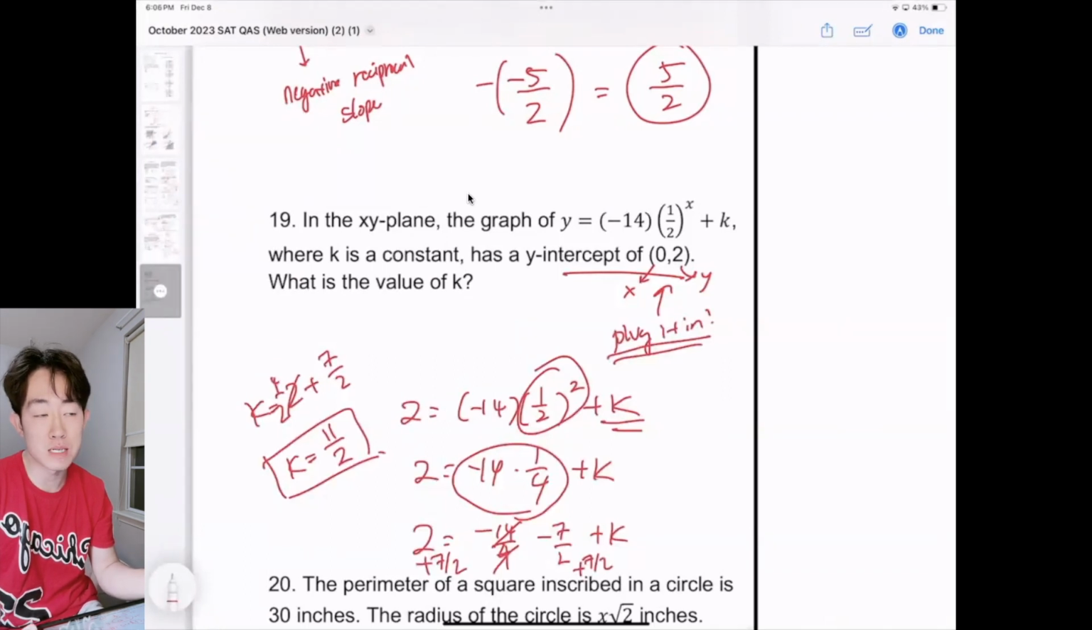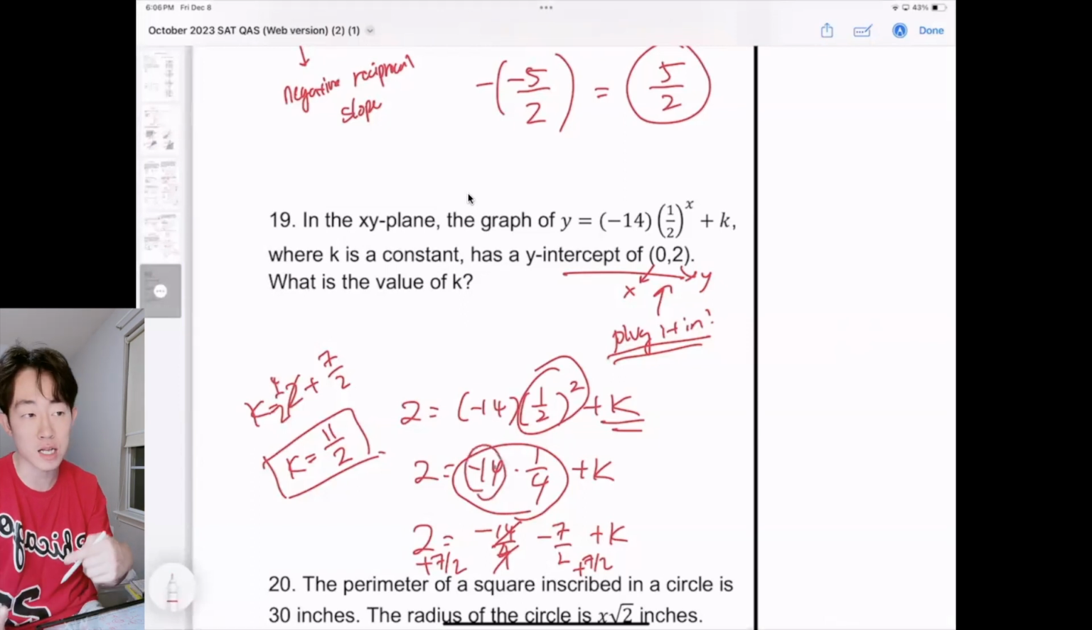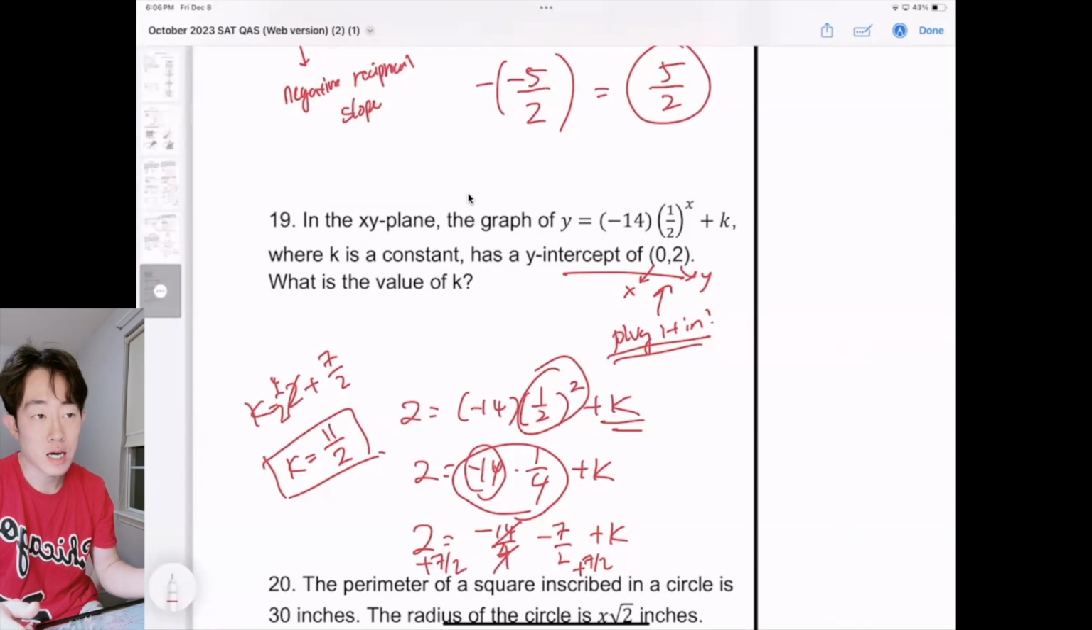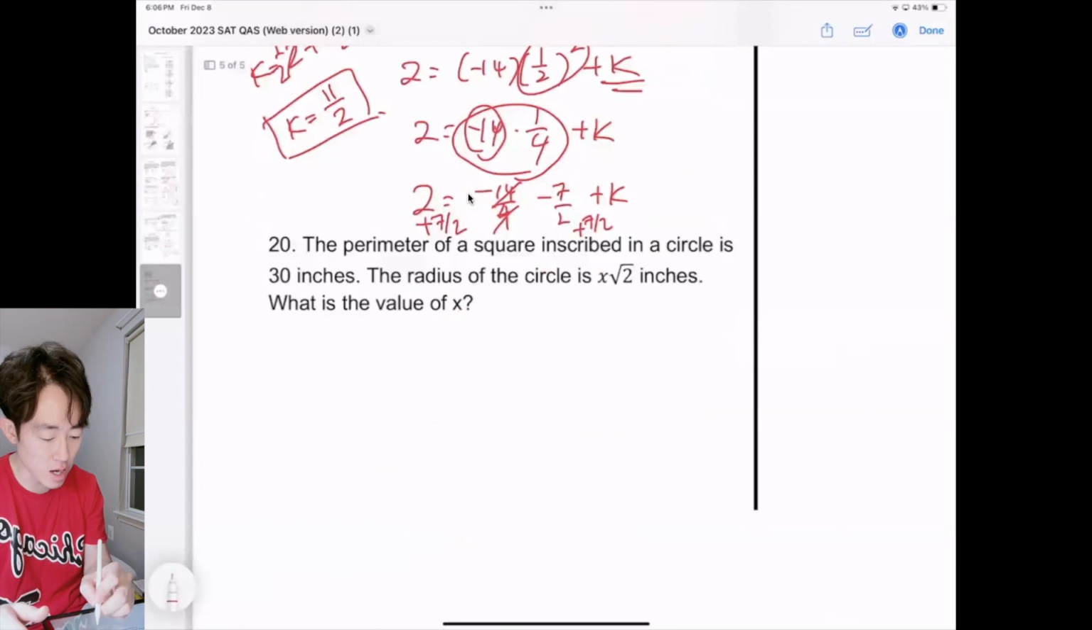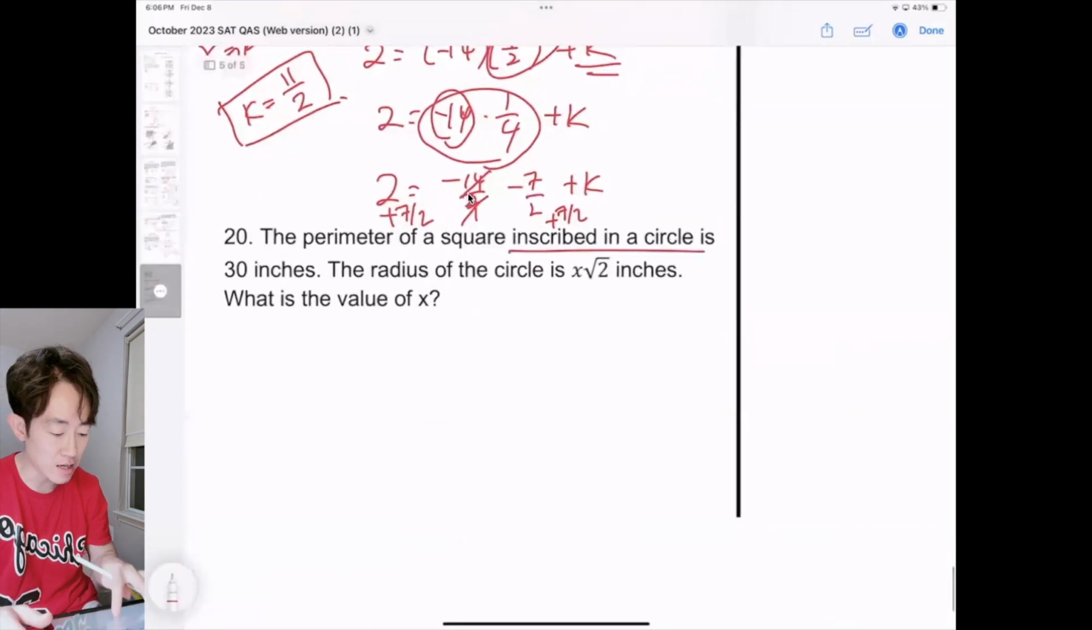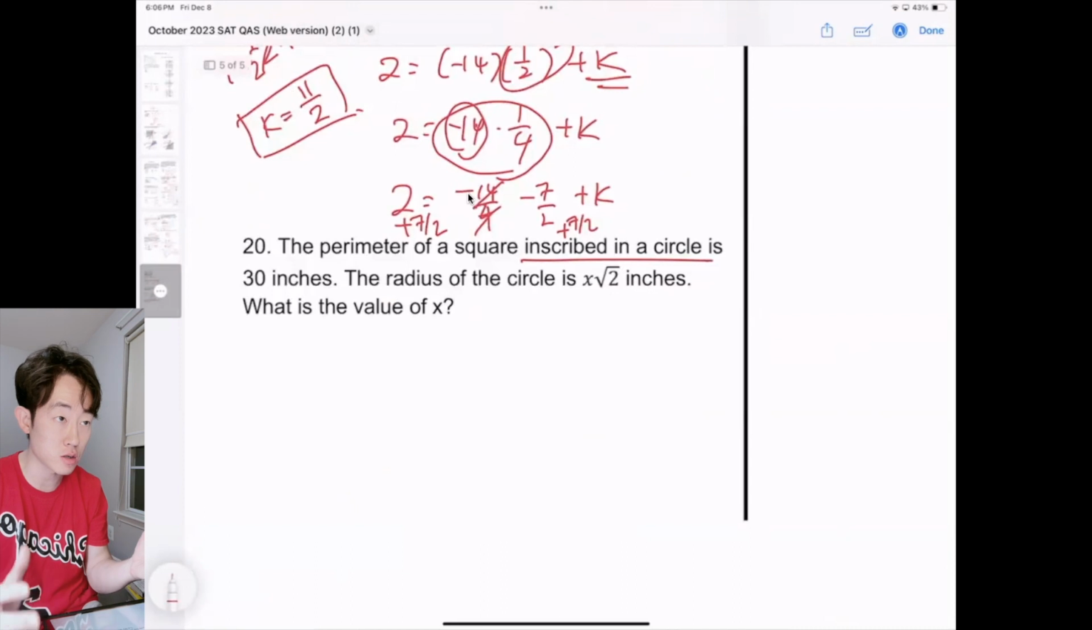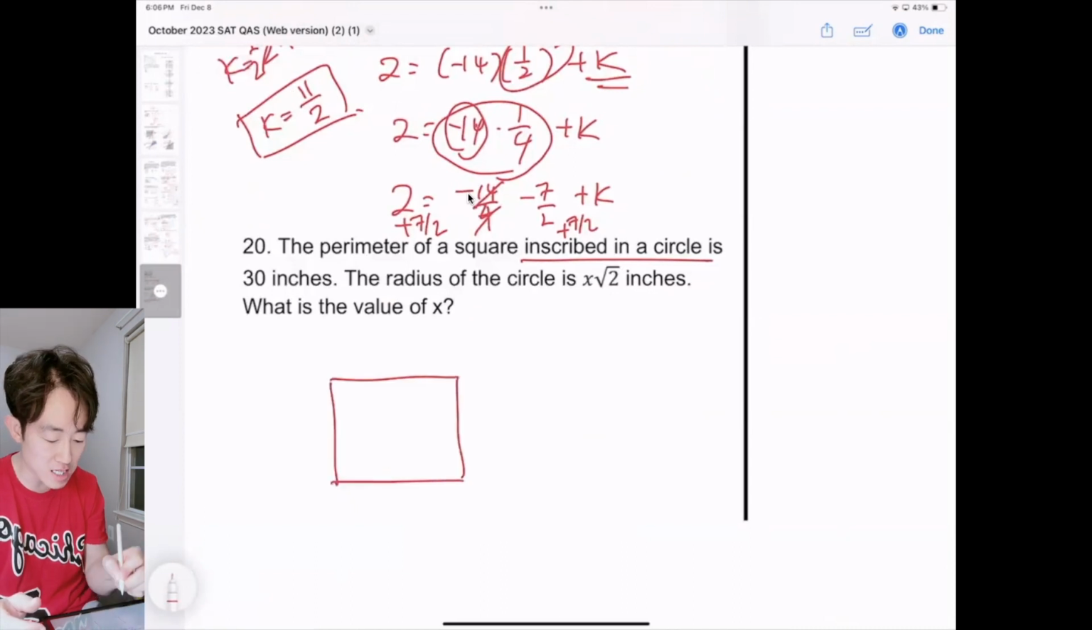The probable mistake you could make is in the arithmetic: you forgot the negative sign, or you forgot to move it to the other side, and those types of things. So make sure you know how to multiply fractions with integers and do the arithmetic correctly. Last question of section 3. A square is inscribed in a circle. So the picture looks like this. A square is in a circle.